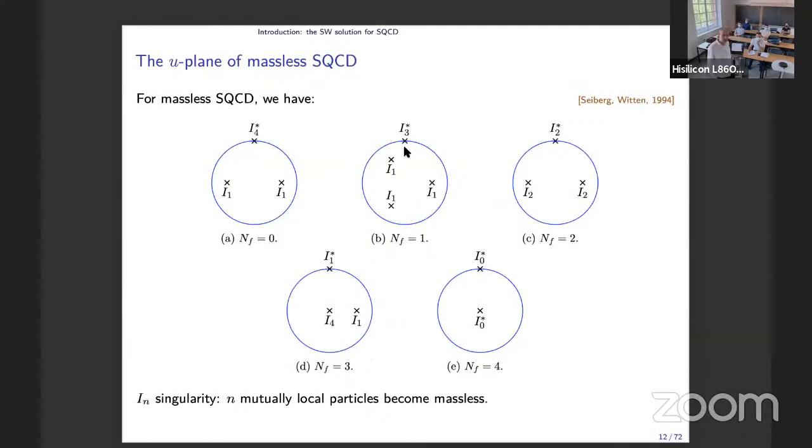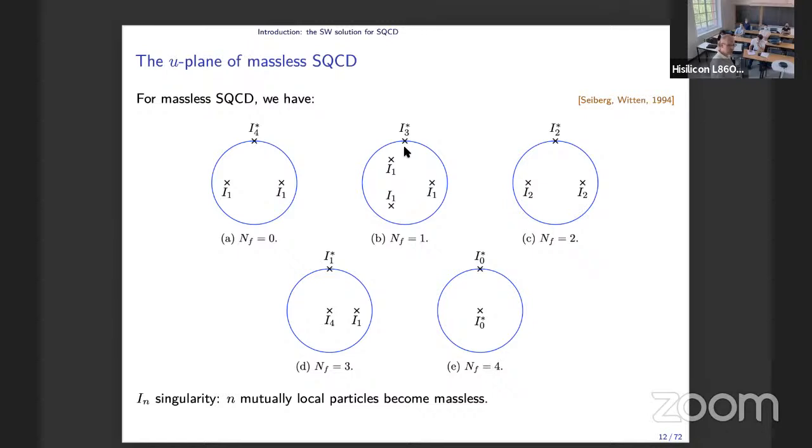Okay, so for massless SQCD, this is the solution of Seiberg-Witten. Just schematically, you see what the singularities are, and then you can actually write curves, a one parameter family of curves that have these singularities. Here I'm talking about the case of massless SQCD. So this is the celebrated one that you've all seen, right?